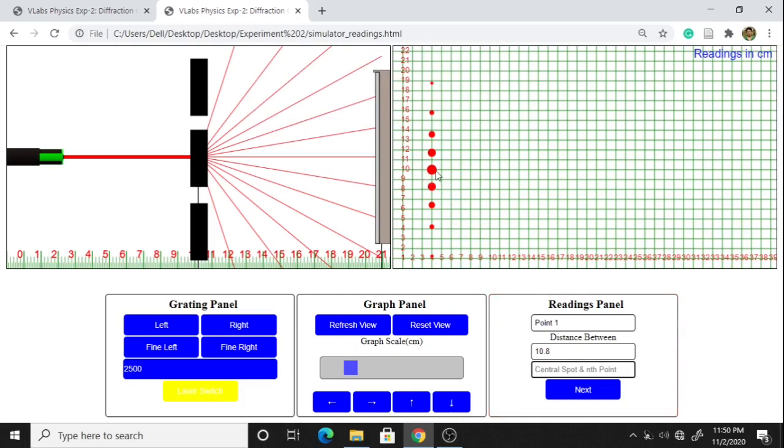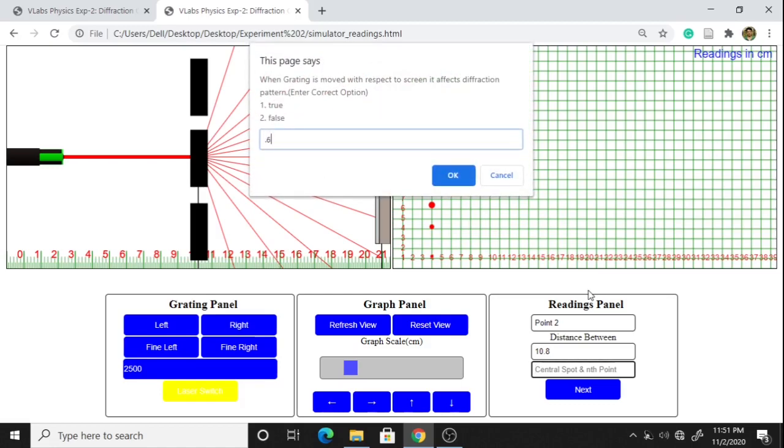So here we need to enter the value from the central spot to first order. So I am entering that value. Now we will go for the second spot. As it can be observed, the distance between screen and grating is unmoved, so it is still 10.8. And now we are going to enter the second order distance. So from here to here the distance is 3.6.